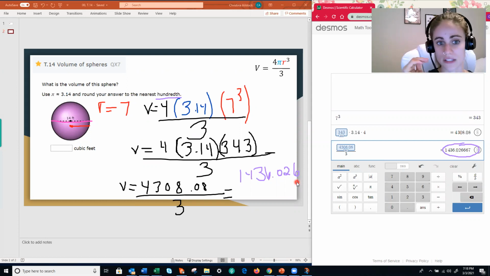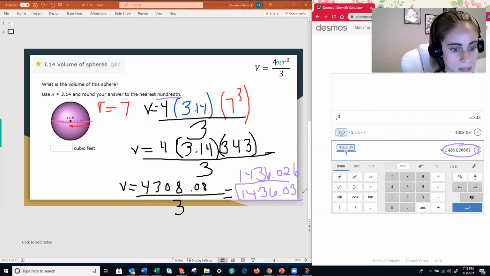In rounding, if it's 5 or above, you round up. If it's 4 or below, you round down. Well, 6 is greater than 5, which means we're going to round up. So this 2 is going to round up to a 3. That makes our final answer 1,436 and 3 hundredths is the volume of this sphere.